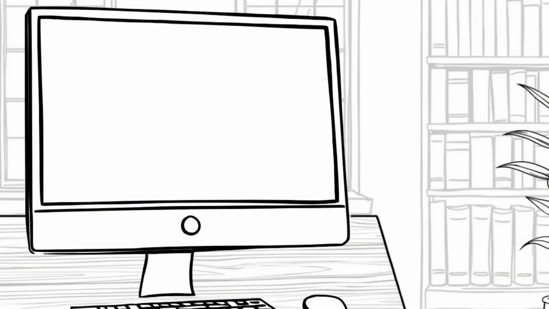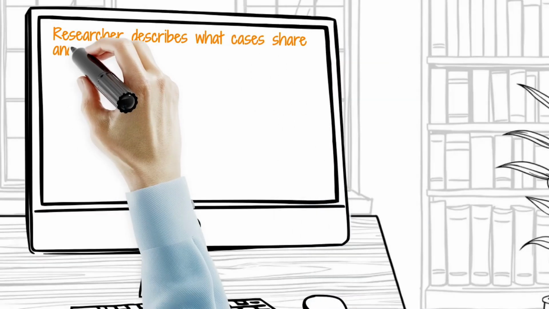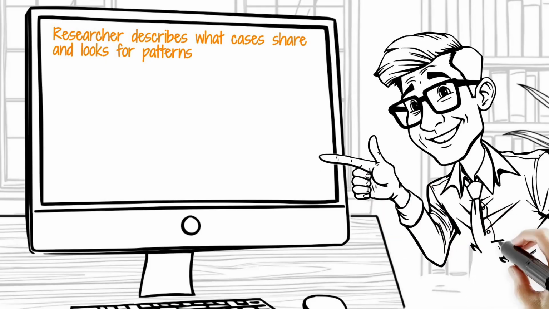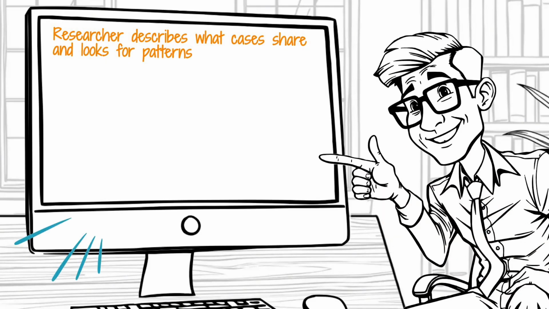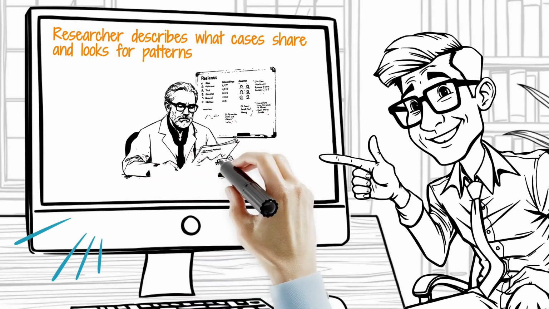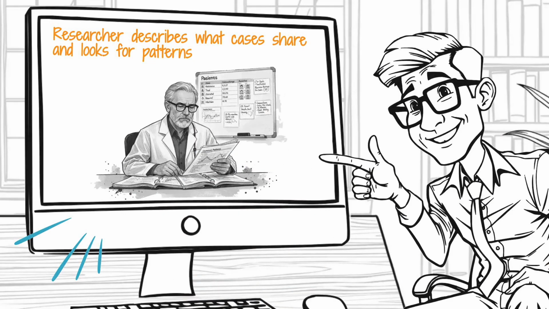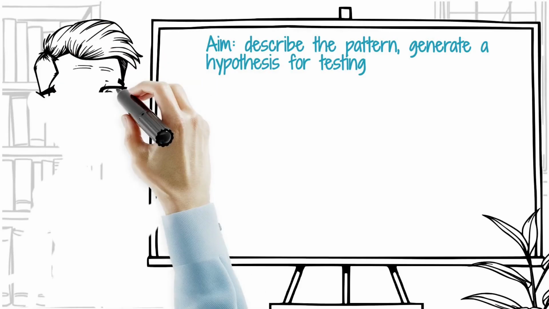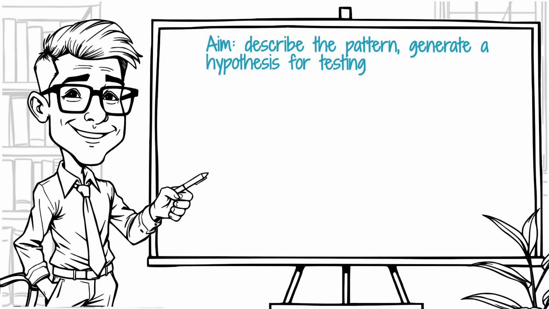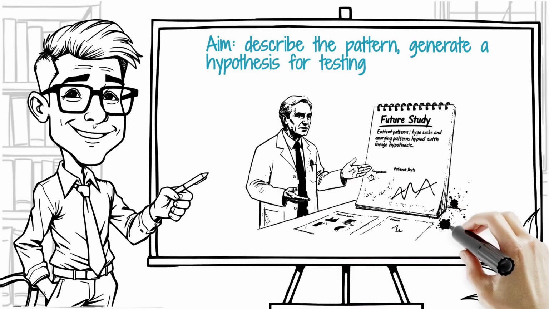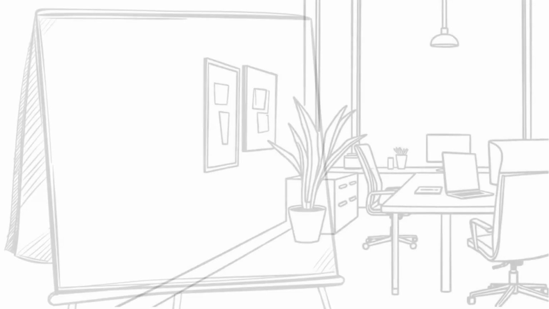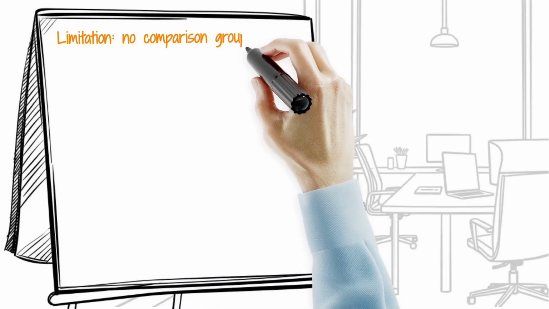The researcher collects them, describes what they share, and looks for patterns. Still observational only. Still no control group. Still no randomization. But a pattern across 10 cases is a stronger signal than one. The aim? To describe a clinical pattern and generate a hypothesis worth testing. What you obtain, frequency data within the group, shared characteristics, a foundation for a future controlled study. The limitation, no comparison group, no causation, prone to selection bias.